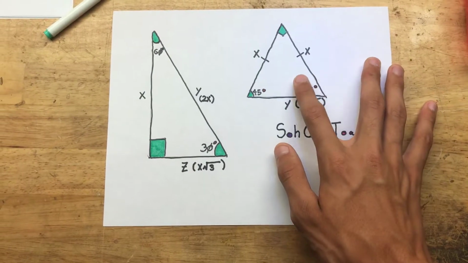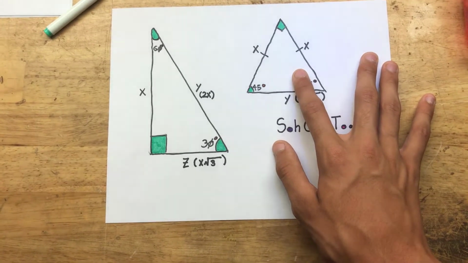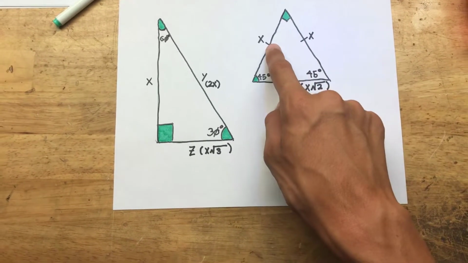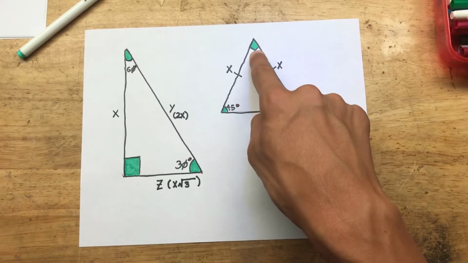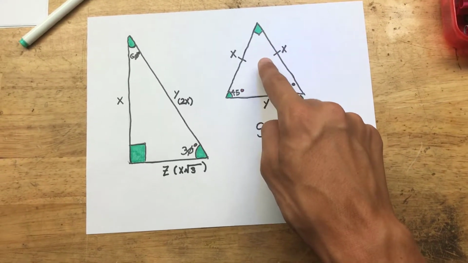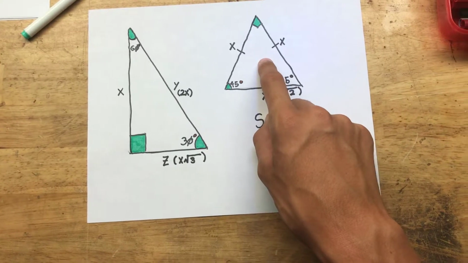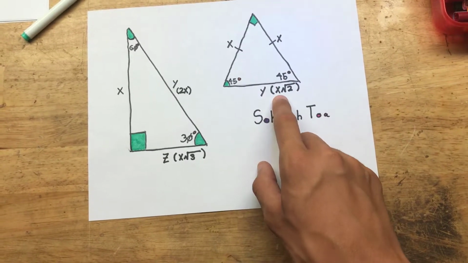Next, we have 45, 45, 90 triangles. To find the side length, the two legs, or these two bits here, which are touching the 90-degree angle, are x. They're both the same. The final side is x times the square root of 2.